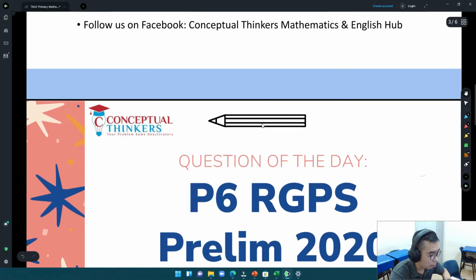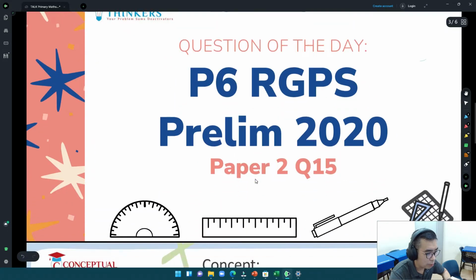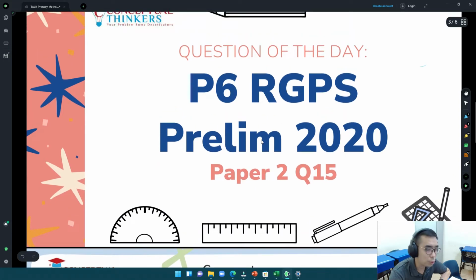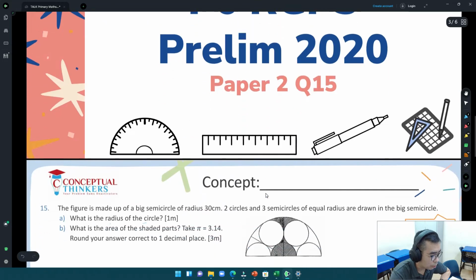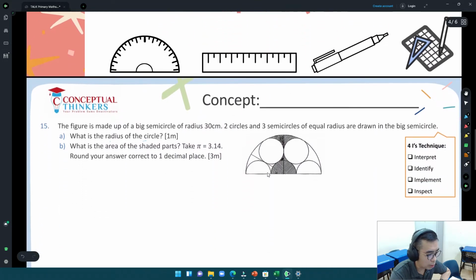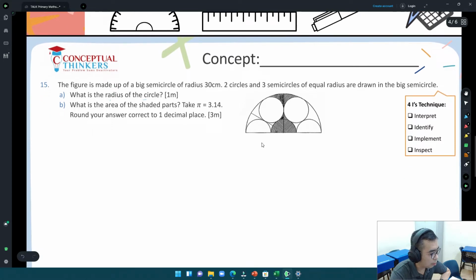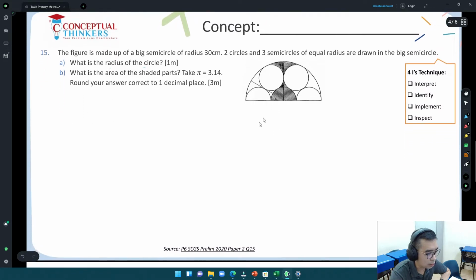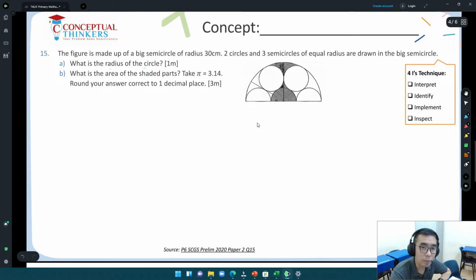Today we'll be touching on P6 RGPS Primary School Prelim 2020, Paper 2, Question 15. This time around I will be using a different way. I'm going to present and write on the screen so that you get to see how I come up with the steps. I'll also be introducing our methodology, which is the 4I technique. So let's try the question now.